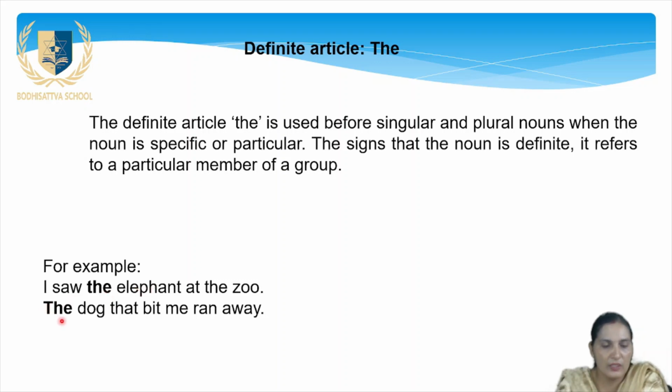And now look at the next example. The dog that beat me ran away. In this sentence, the article the is used before the word dog. It means the dog which beat me ran away, a fixed, particular dog that beat me. So the article the is used here.